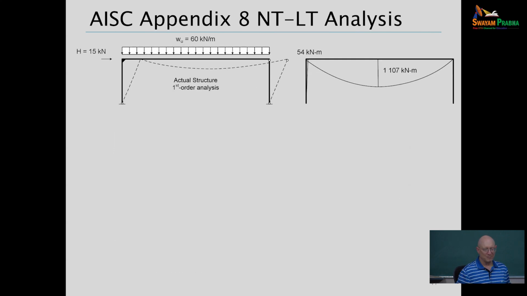So a very popular approach in the Americas, I don't know if I missed it in the Indian standard, is something we call a no lateral translation analysis. And this shows up in the AISC specification, but if I go over to the ACI code, it has very similar equations for pretty much doing first order analysis with amplifiers to get second order effects there.